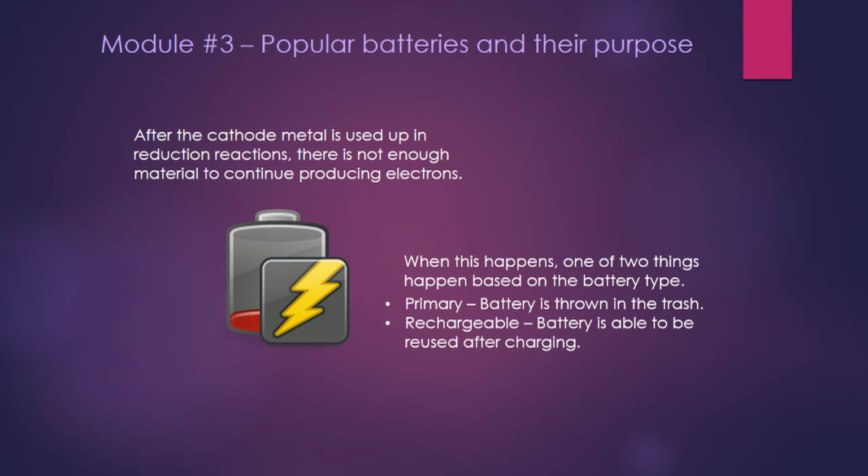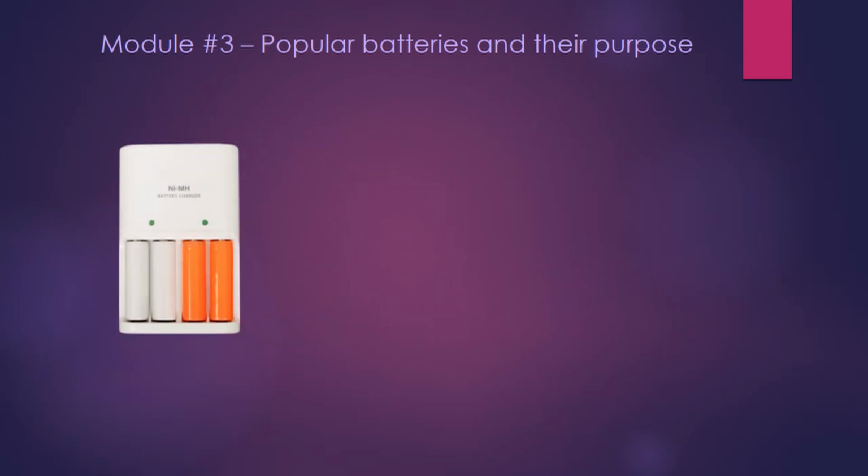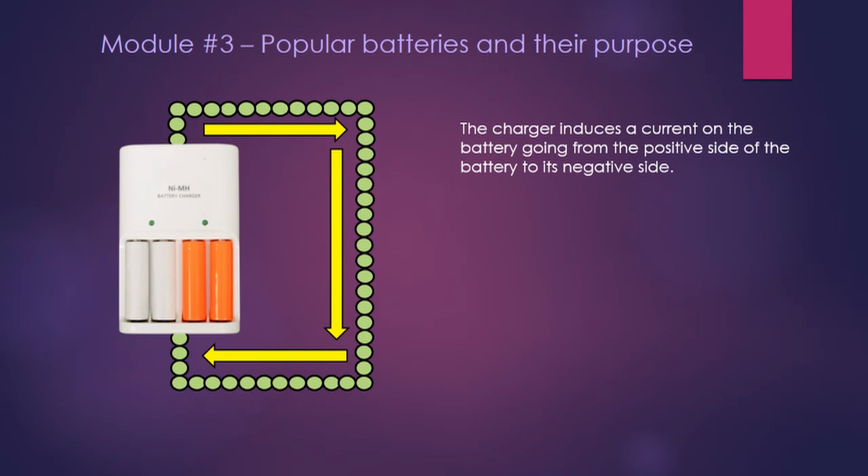Before we discuss various battery types, let's briefly talk about how the batteries are recharged. It's a pretty cool process, and the process is easy to explain now that you've gone through these modules. The charger induces a current going from the positive side of the battery to the negative side of the battery. By reversing the current, the chemical reactions used to create electron flow are reversed, thereby restoring the metal used for these reactions. Once the metal has been restored, the battery can then provide voltage to the circuit again.